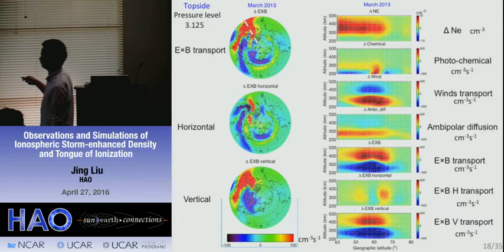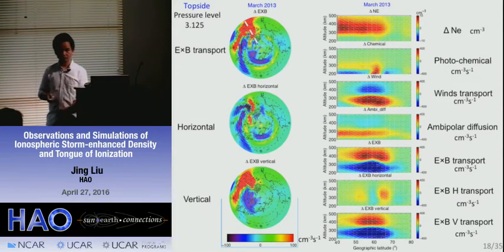This is the neutral wind. It reduces the electron density in the top side and increases it in the bottom side. And the ambipolar diffusion increases the electron density here. And the most important one is the E cross B transport. The top side ionosphere was greatly enhanced by this E cross B transport effect. It's much larger compared to these two. It's much larger than the horizontal component.